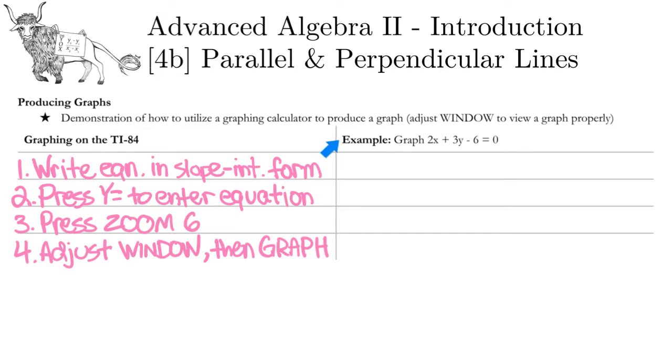It says to graph 2x plus 3y minus 6 equals 0. So that's in general form. Our first step is to solve for y, and we can do that by subtracting 2x and adding 6 at the same time. So we get 3y equals -2x plus 6. Then we divide by 3 on both sides, so we get y equals -2/3 x plus 2. Make sure you divide both of those terms by that 3.